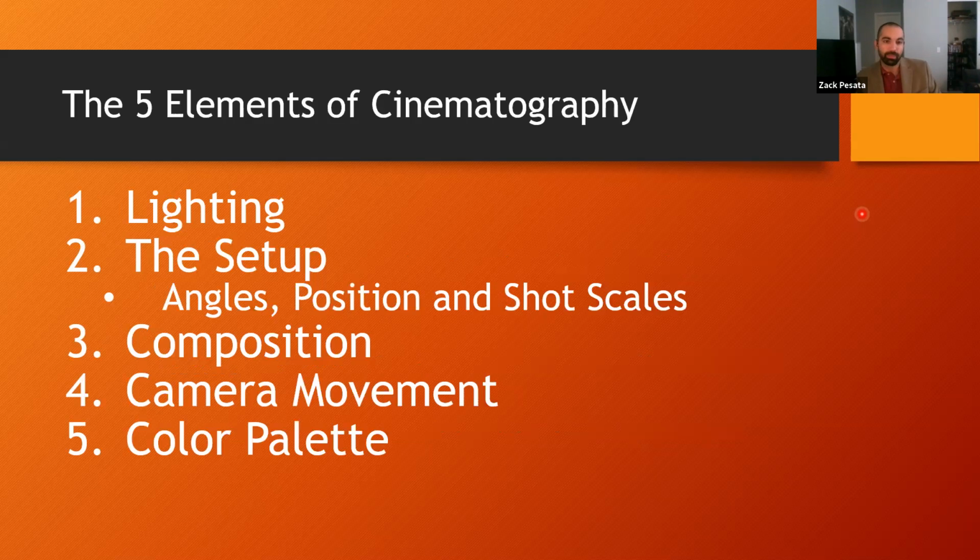So recap, 5 elements of cinematography. Remember, every shot has each one of these 5 elements: lighting, setup, composition, camera movement, color palette. So when you're breaking down a shot, you're decoding those choices, those levels of encoding.